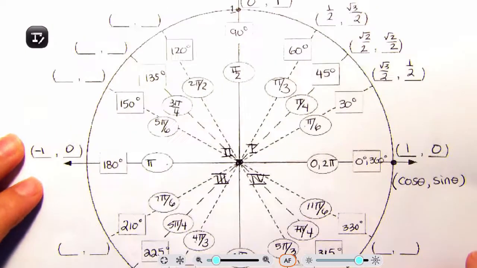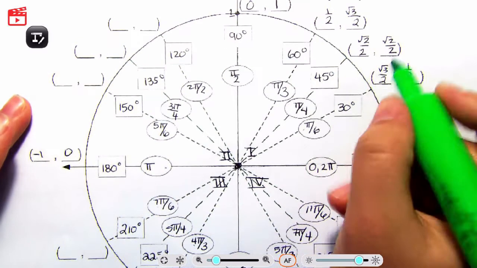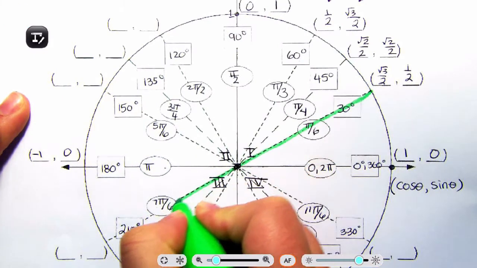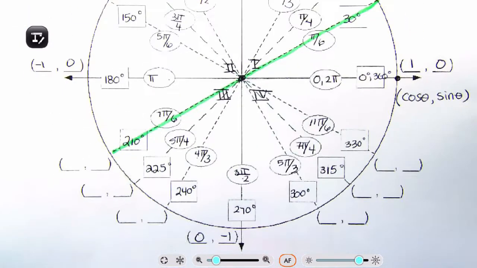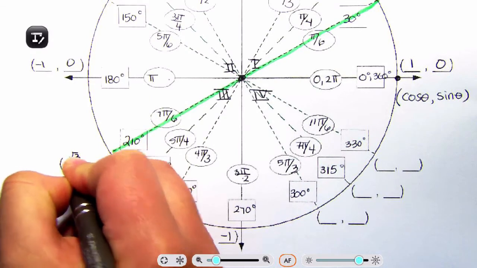Let's try this. Let's start with our 30 degree. 30 degree from here, we're going to travel all the way across. The values here are going to be exactly the same for the sine and cosine, or cosine and sine of 210 degrees. So I literally am just going to copy these numbers.